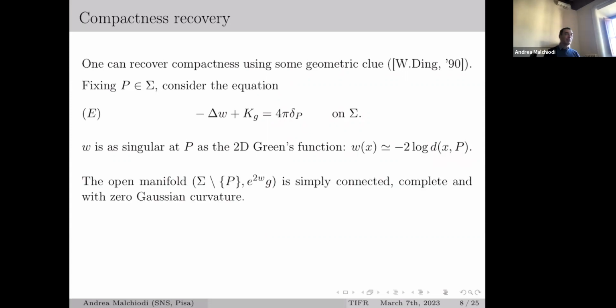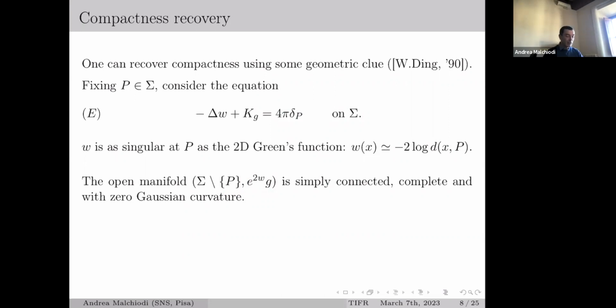And if you look at the problem geometrically, away from the point P, the right-hand side is 0. Which means that if you consider the surface with the point P removed and with this conformal factor, the right-hand side is 0, which means that the Gaussian curvature of this conformal metric is 0 by the transformation law we saw before.